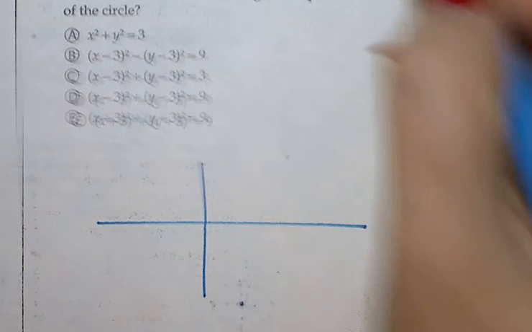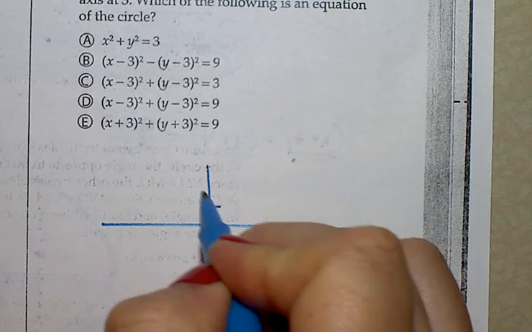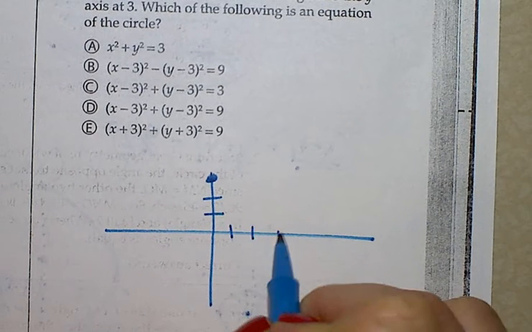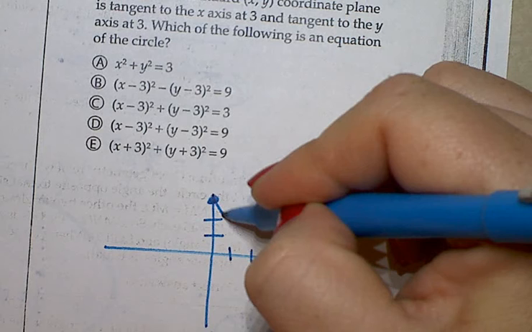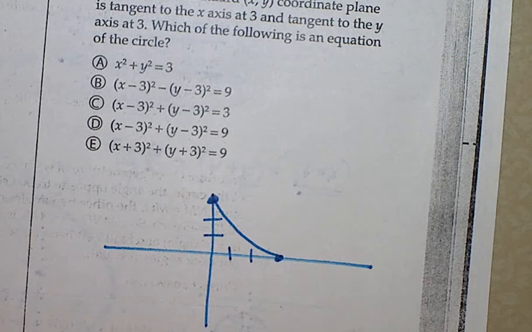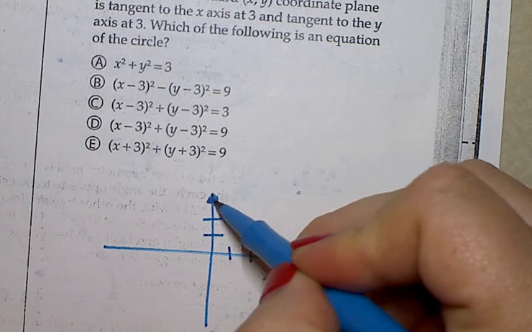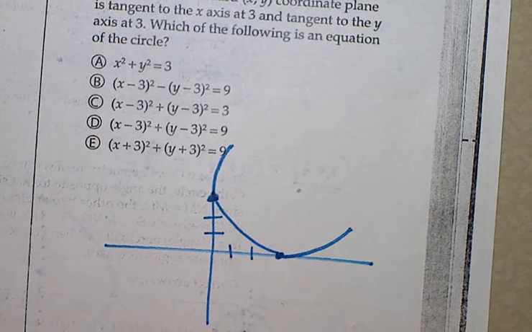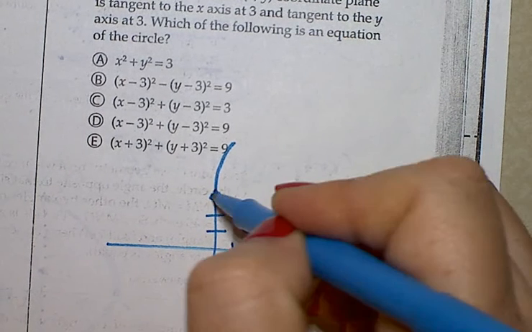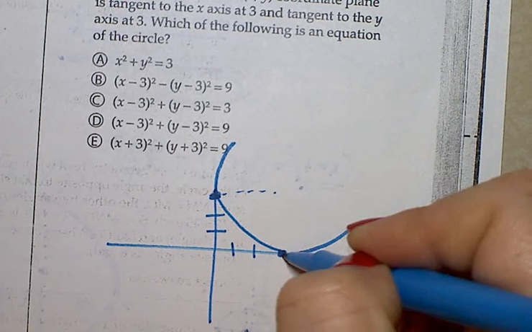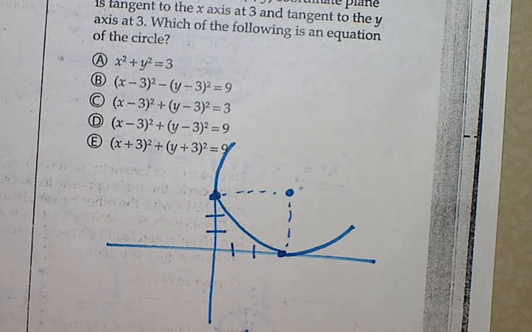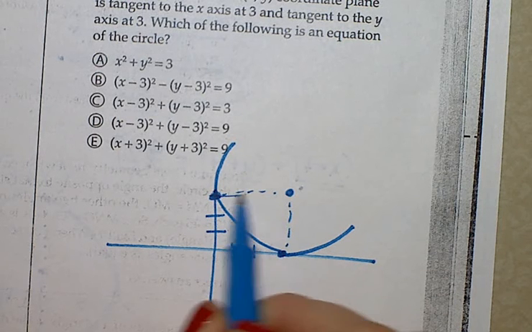So the outside of the circle is tangent. It touches the y-axis at 3, the outside of the circle, and it touches the x-axis at 3. So we know the outside of the circle is like this. So if you had to guess where the middle of that circle would be, it would be at positive 3, positive 3. And what is the radius then? What is this radius? 3.